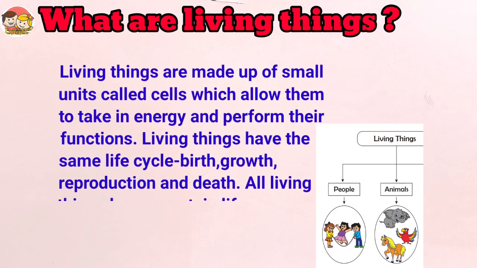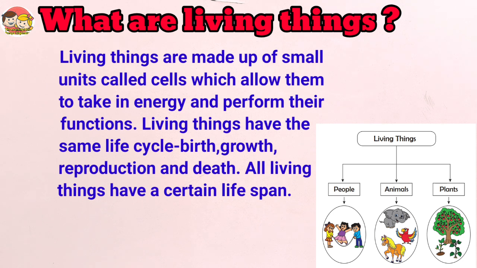So what are living things? Living things are made up of small units called cells, which allow them to take in energy and perform their functions. Living things have the same life cycle: birth, growth, reproduction, and death. All living things have a certain lifespan.